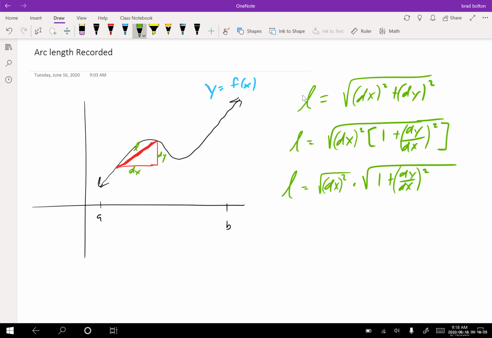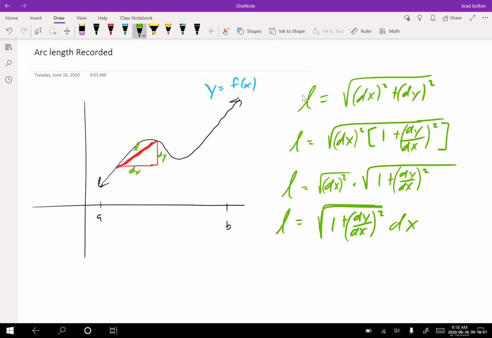I'm allowed to do that, right? Because it's multiplication. So then this is going to become the square root of 1 plus (dy/dx) squared, dx, right? I was able to factor out the dx, then I was able to square root it, so that leaves me with the dx on the outside. Let me write this a little bit more level. Okay.